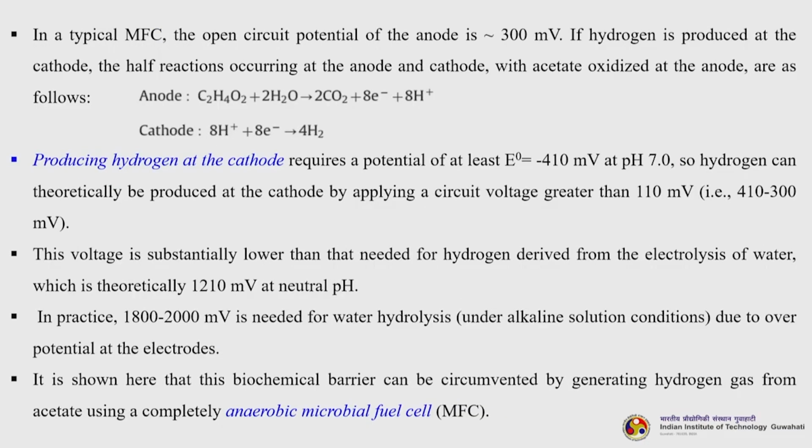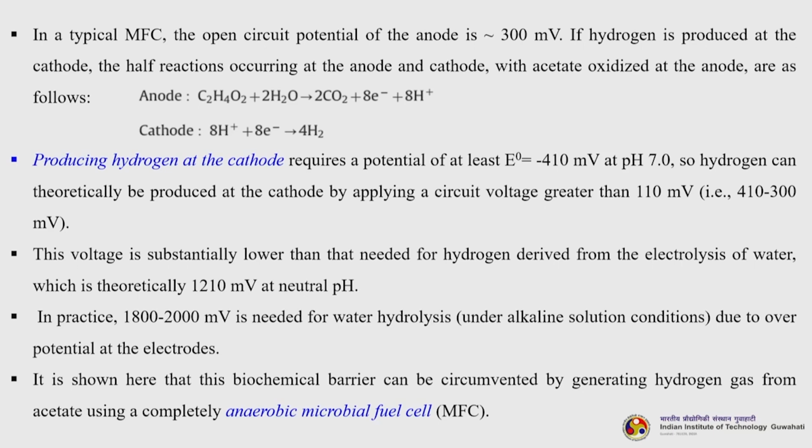In a typical MFC, the open circuit potential of the anode is usually 300 millivolt. If hydrogen is produced at the cathode, the half reactions occurring at the anode and cathode, with acetate being oxidized at the anode, are as follows. At the anode, C2H4O2 plus 2 H2O gives us 2 moles of CO2, 8 electrons and 8 protons. At the cathode, 8 protons plus 8 electrons react again to give us 4 moles of hydrogen. Now, producing hydrogen at the cathode requires a potential of at least minus 410 millivolt at pH 7. So, hydrogen can theoretically be produced at the cathode by applying a circuit voltage greater than 110 millivolt, that is, in the range of 410 to 300 millivolt.